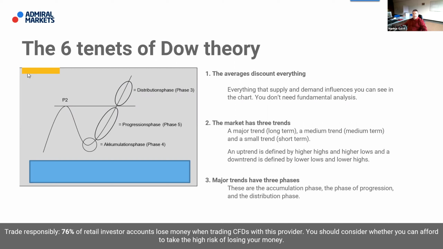The first one is that the averages discount everything. Even if you have a look at fundamental data, or maybe the news, or something else, what is interesting for you at the end is your private opinion. Everything that happens around the world and whatever the price moves, you can see in the chart. And the higher you are in time frame, the more you can see how the smart money, the big money, is engaged in the chart you are looking at. So this is the first tenet.